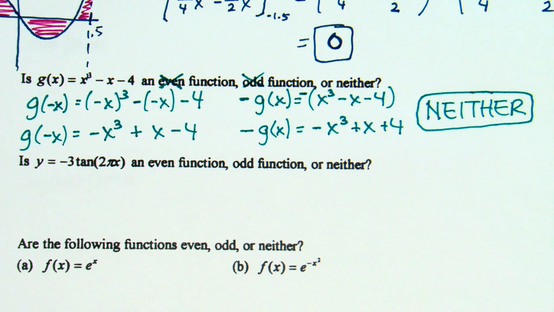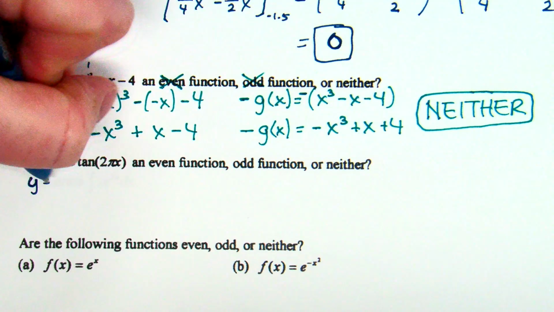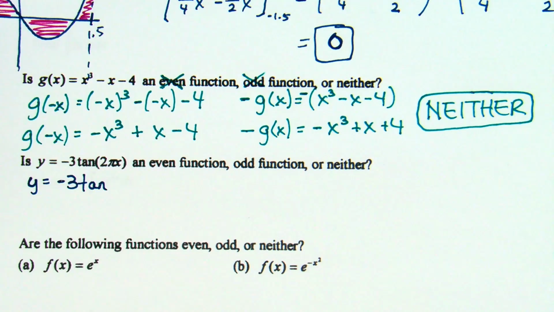Okay, is that the page I need to find? Yes, there's the spot. Just lost this page. So, how do we determine if this is even, odd, or neither? He's going to graph it. I'm not going to graph it. You can, but I'm going to plug in my values. So the first time, you plug in negative x.